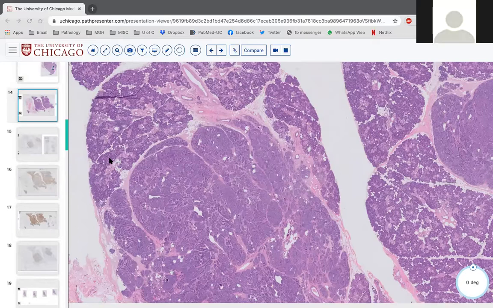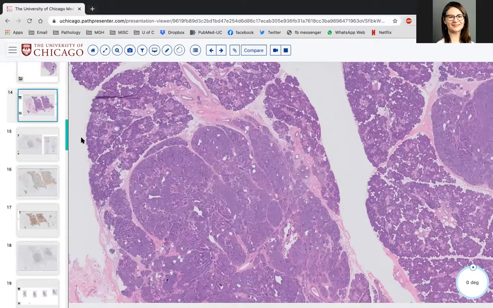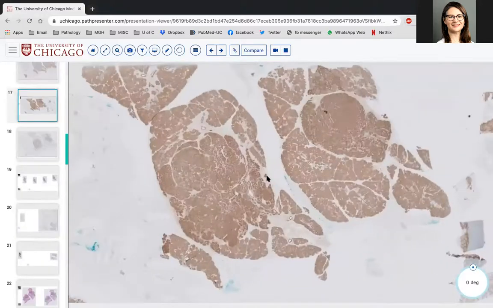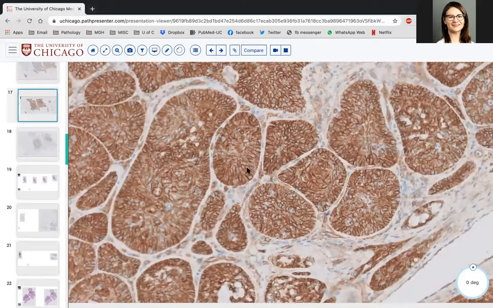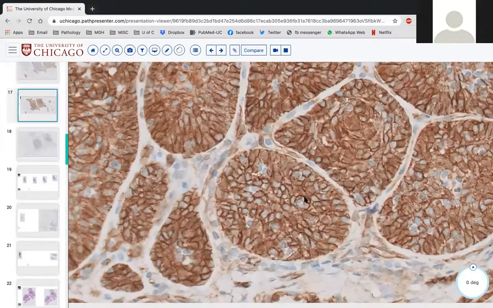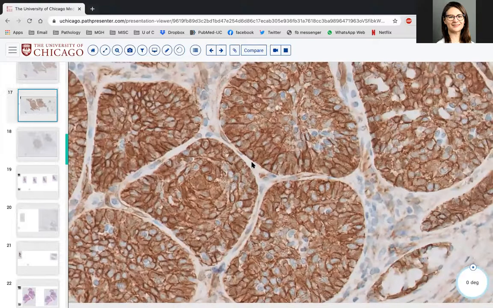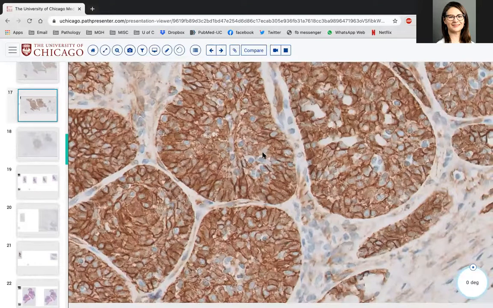You do a beta-catenin and see what happens. Okay, beta-catenin, which one is that? So beta-catenin is number 17. All right, so beta-catenin is here, and what does it show? It's membranous. So do you consider that normal expression or sort of abnormal, positive expression?